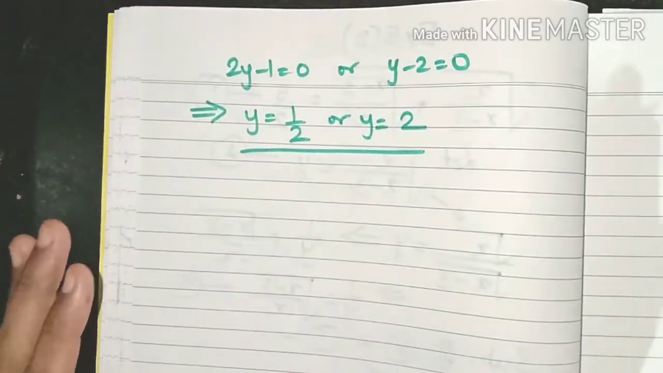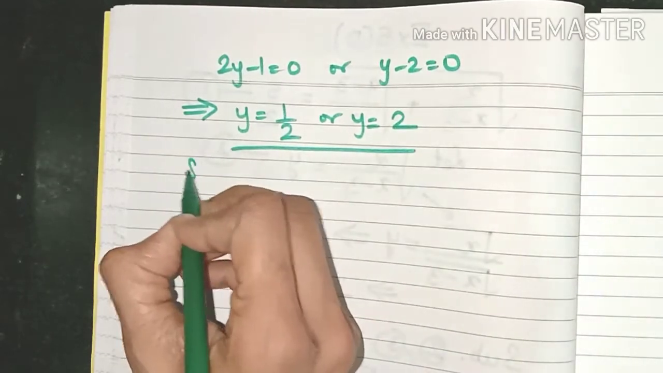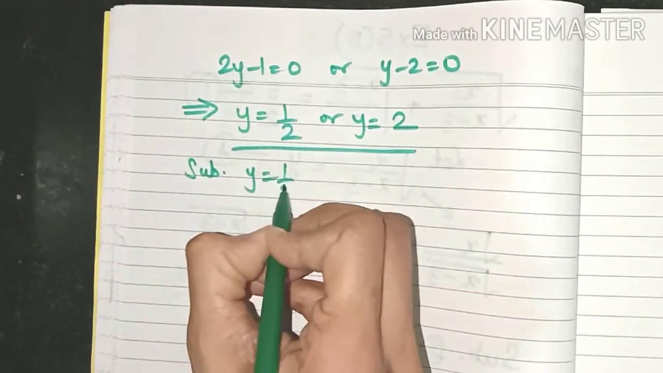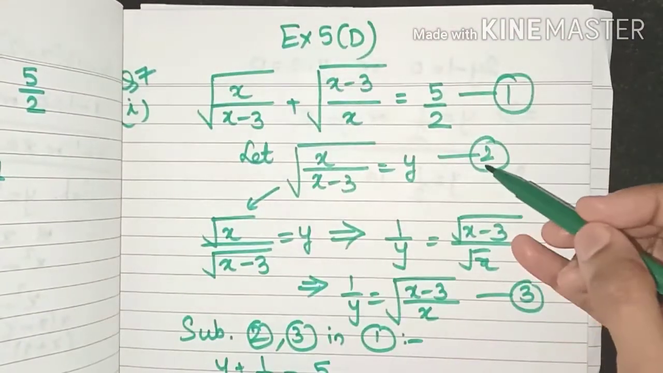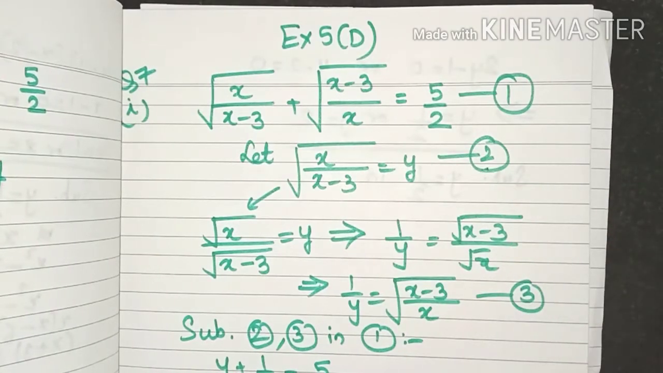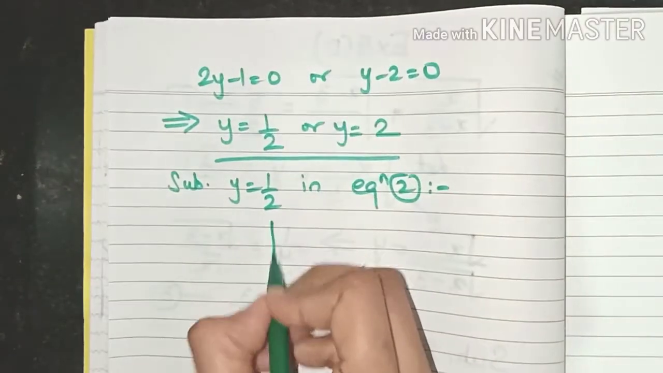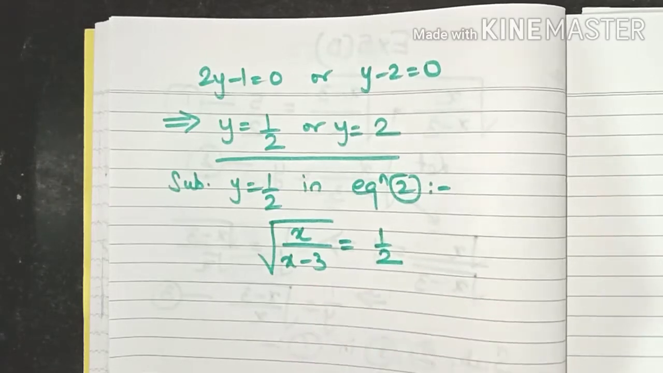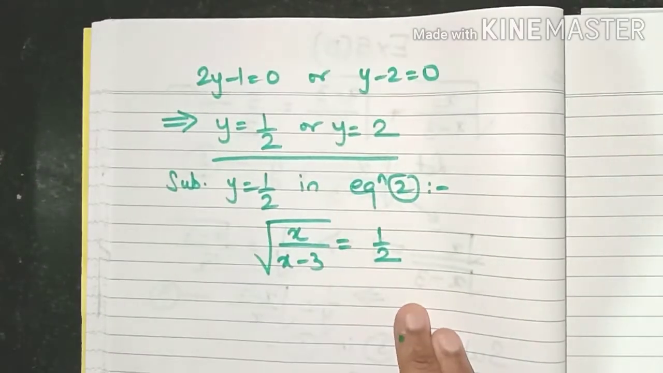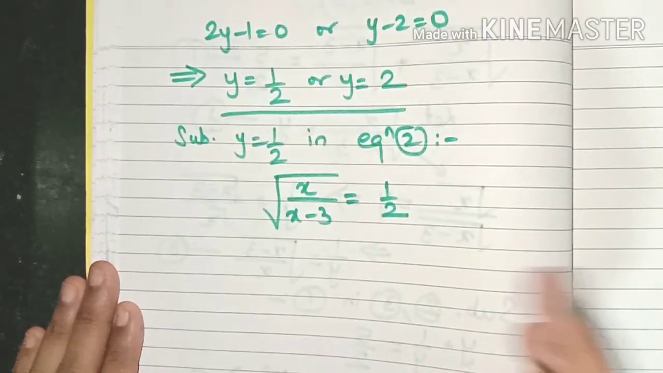But has your answer been achieved? Not at all. We have to find the value of x, which means I have to substitute the values of y one by one in any equation. You can take either equation number 2 or equation number 3; it is totally up to you. So I'll substitute in equation number 2, which is root of x upon x minus 3 is equal to y, which is half. Now what do we do? I'm sure you know the next step. You just have to take square on both the sides.